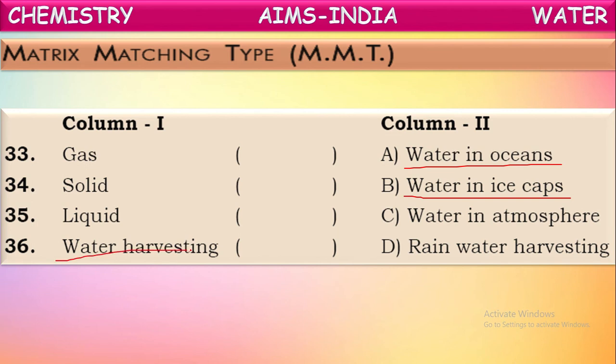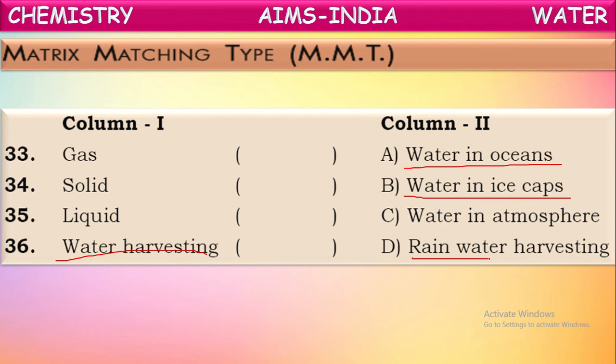Next, water harvesting. That is rainwater harvesting, isn't it? Water harvesting means when it rains, preserving that water without wasting it, without letting it flow easily into the oceans. It is stored and made to seep into the soil to recharge the groundwater. That is called conservation of rainwater or rainwater harvesting.